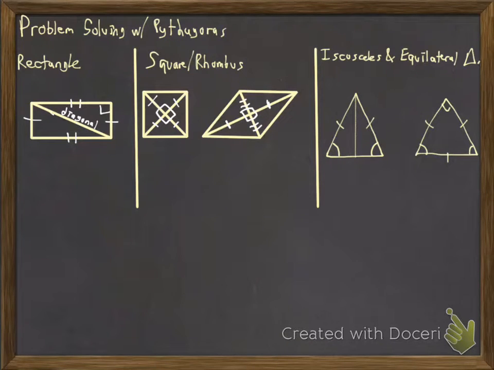If we connect the diagonal of the rectangle, then we're left with two right-angled triangles, this one and then that one there. And of course in a rectangle the opposite sides are congruent, and we have four right angles.